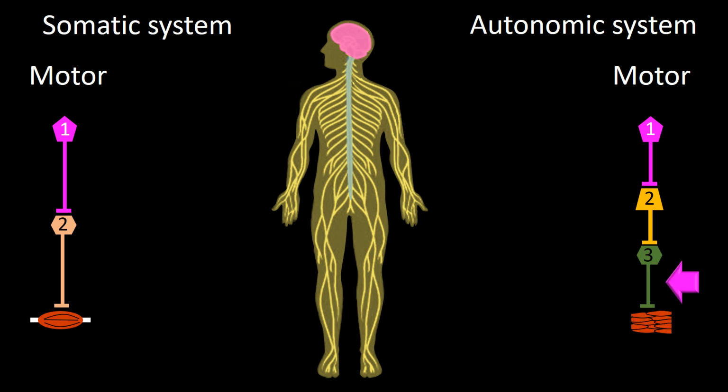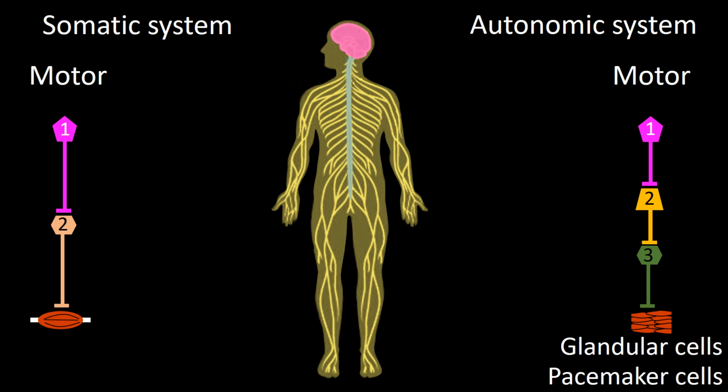I'd like to make one last general point about postganglionic axons. This point is that they innervate smooth and cardiac muscles, glandular cells, and pacemaker cells. Notice that I have not mentioned chromaffin cells despite having used them to define the motor arm of the autonomic system before. You will see why I have not mentioned them here in a few minutes.